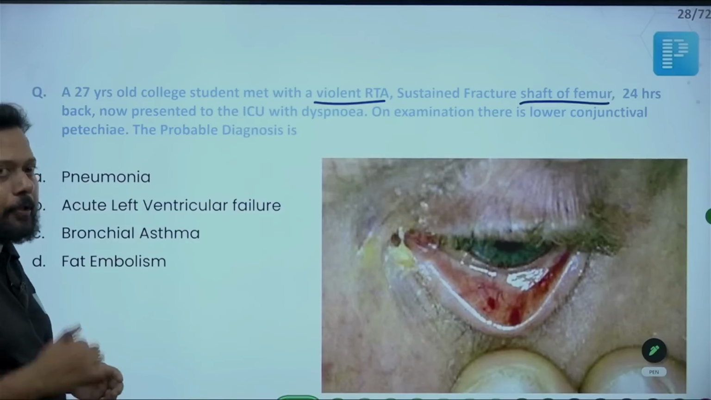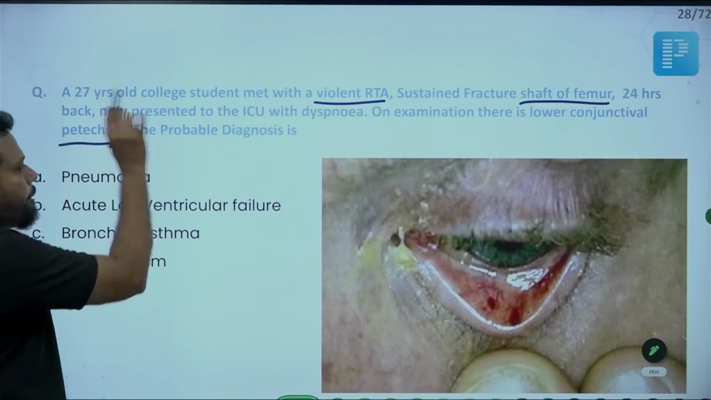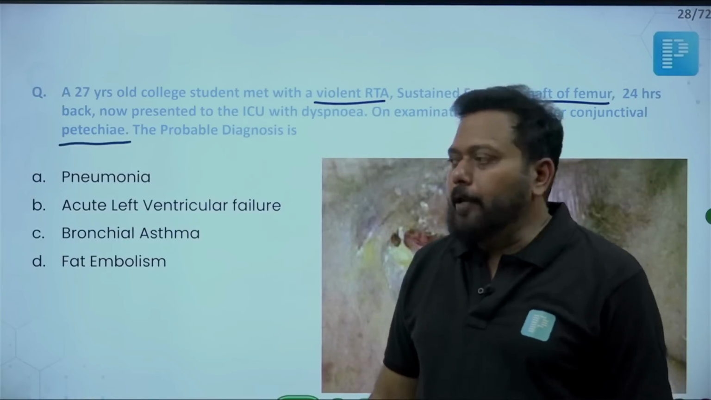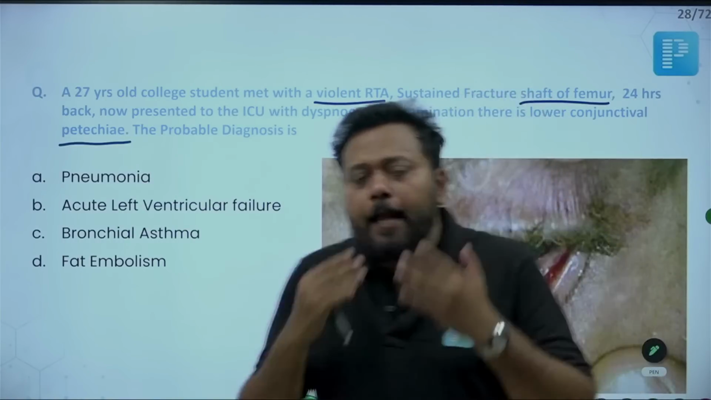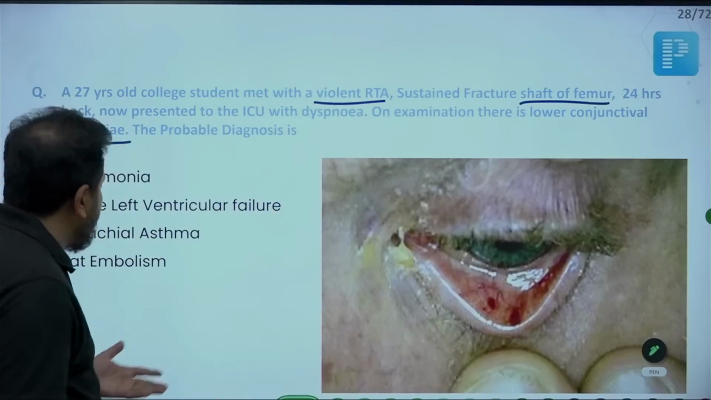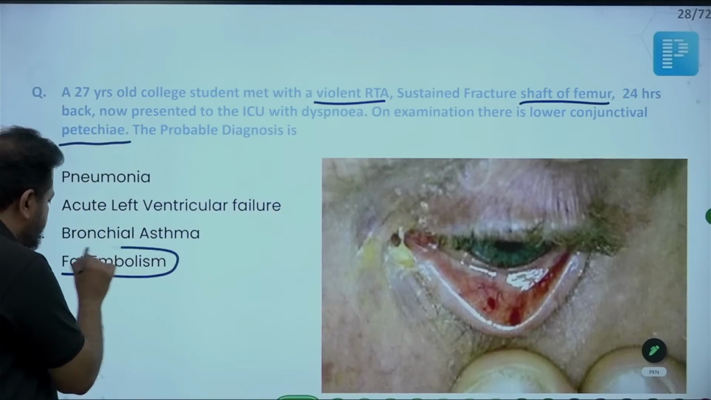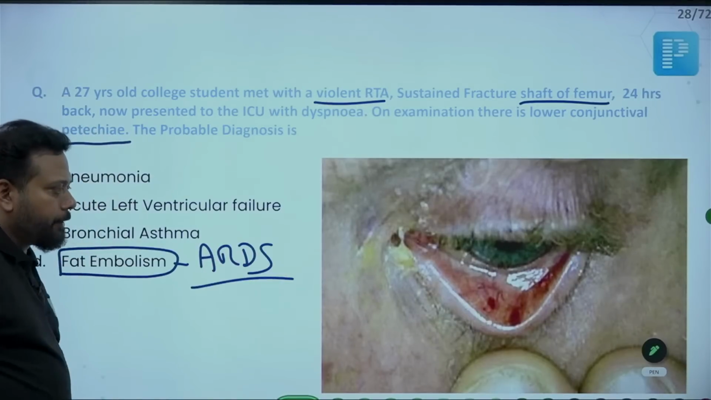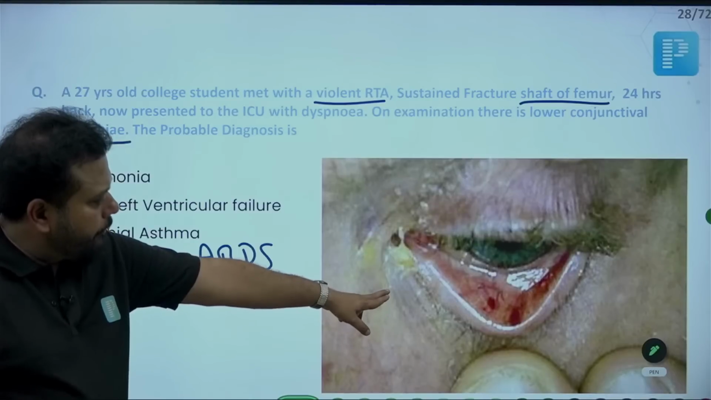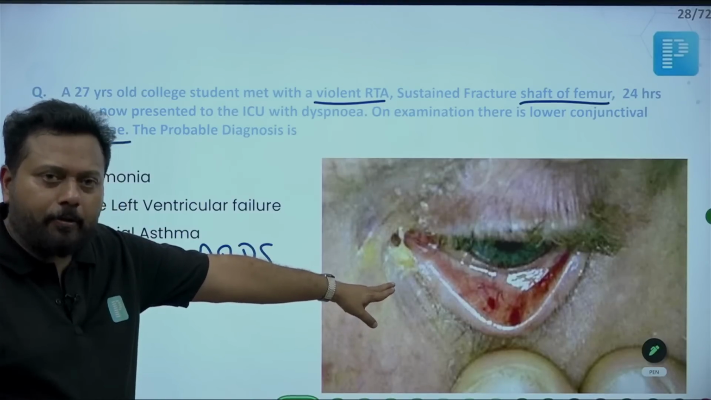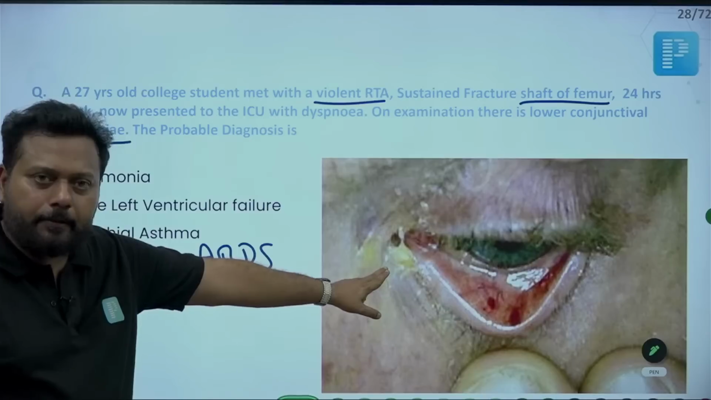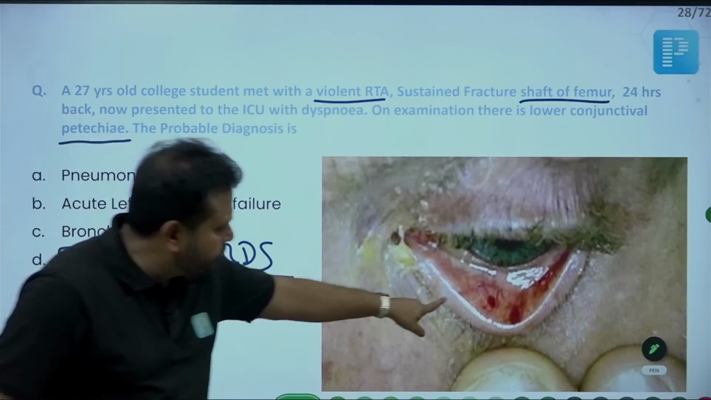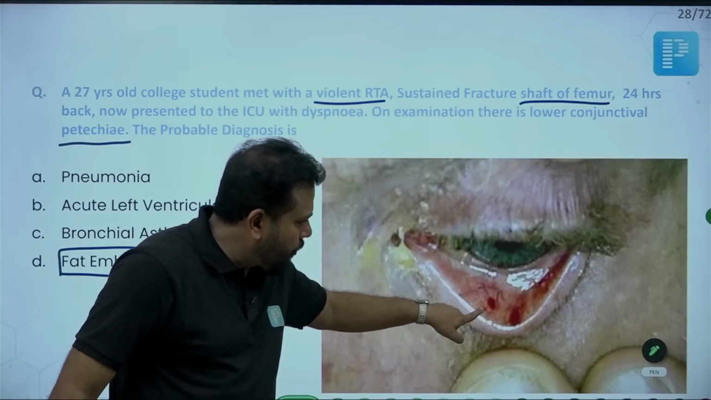On examination, there is lower conjunctival petechiae. That is a pathognomonic sign. That is the gold standard sign. When you get the words lower conjunctival petechiae, there is no second differential diagnosis, dear friends. The diagnosis is fat embolism, otherwise called ARDS. Look at the lower conjunctiva. This question was an image-based question. This is the original question that has been asked in INI-CET. Lower conjunctival petechiae, rash. You are able to see here, 1, 2, 3. Lower conjunctival petechiae.